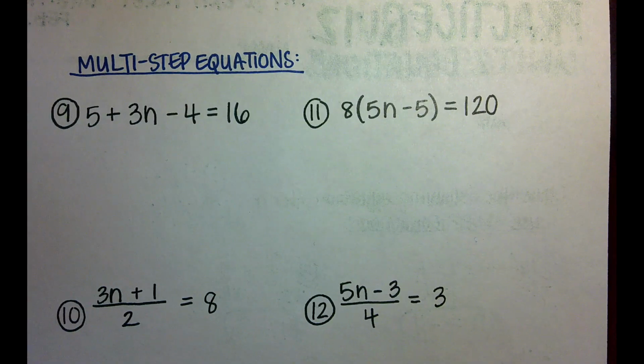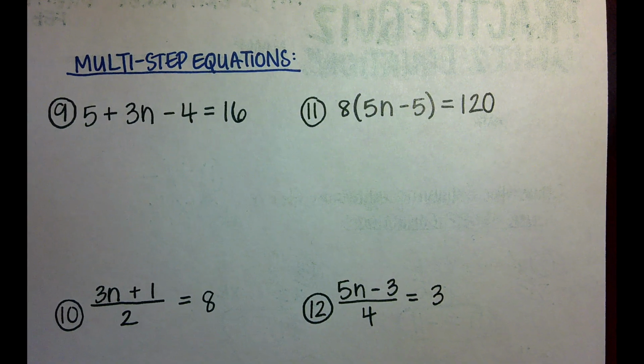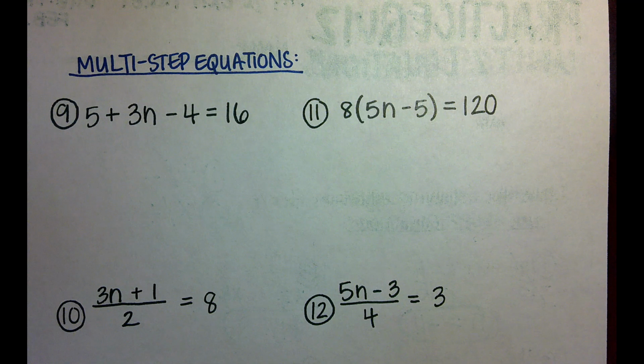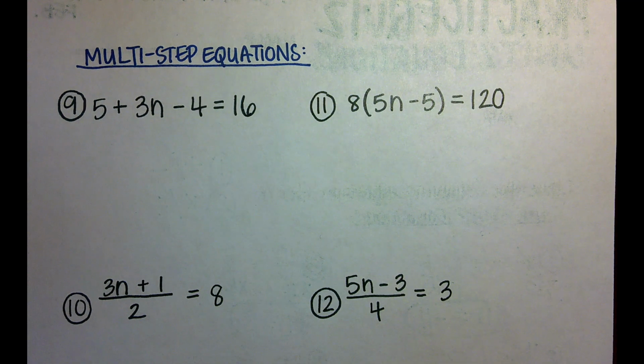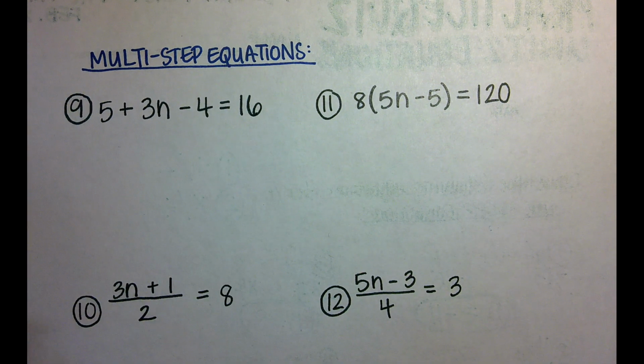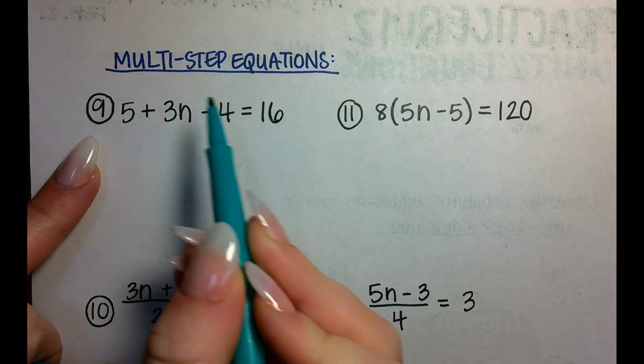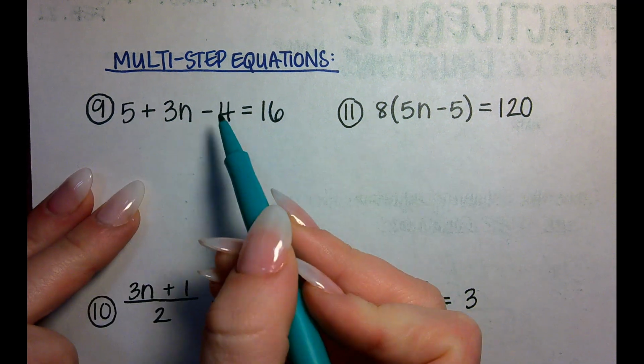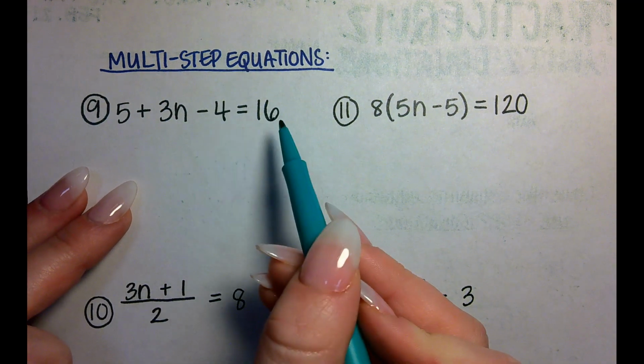Now we have our multi-step equations. There's some tricky ones on here. Let's start with number 9. Remember, we just do one step at a time. We need to get rid of addition and subtraction first. I have two options for my first step on number 9. I could either do minus 5 on both sides, or I could start by doing plus 4 on both sides. Either one is fine.